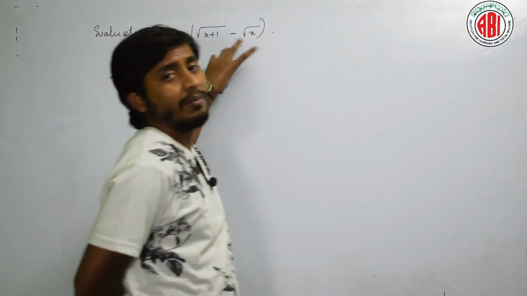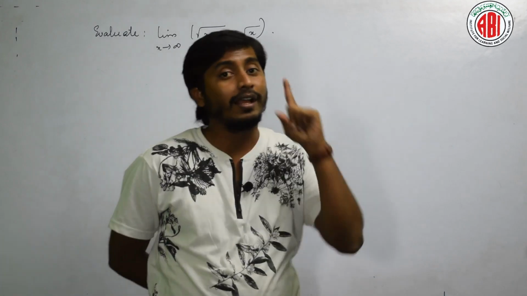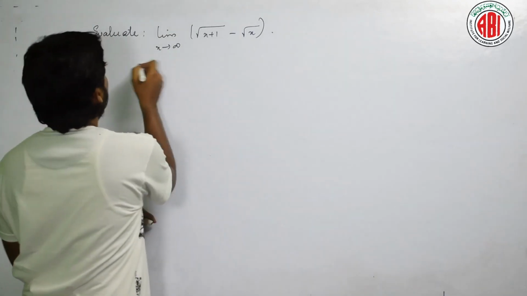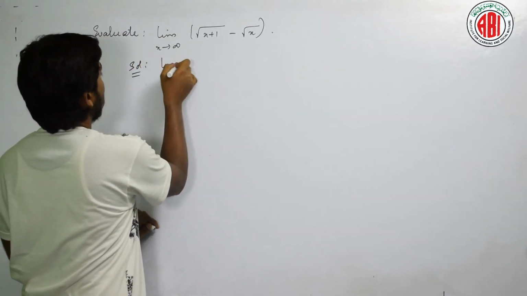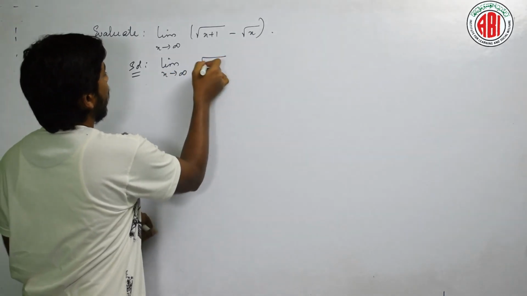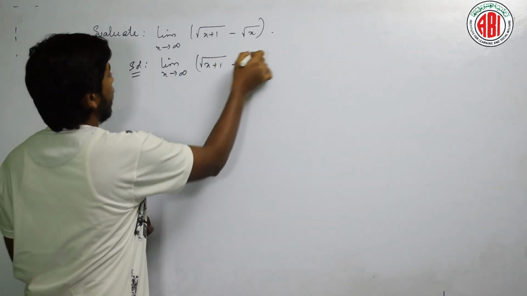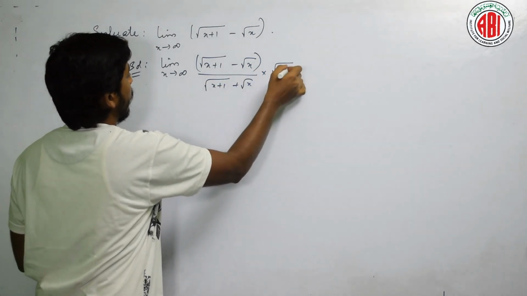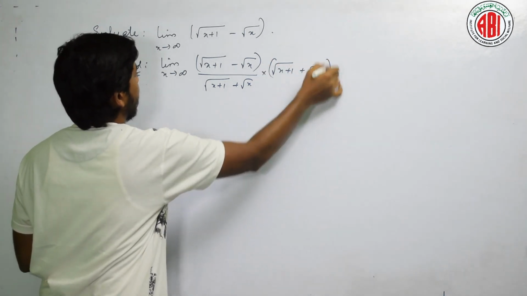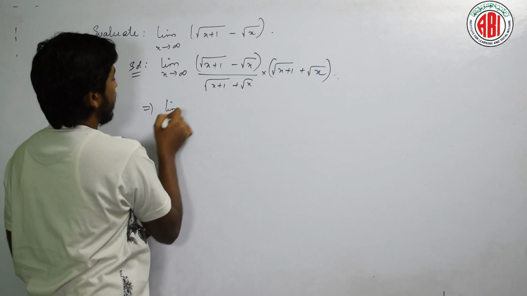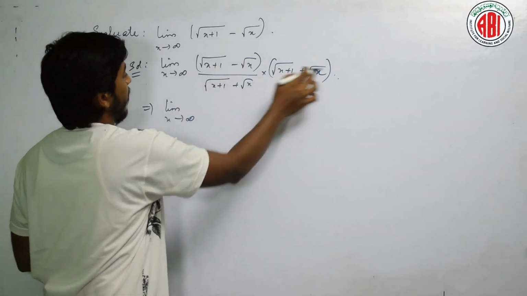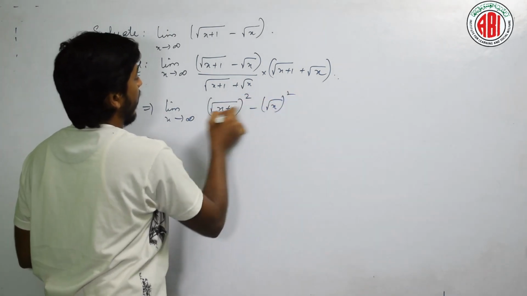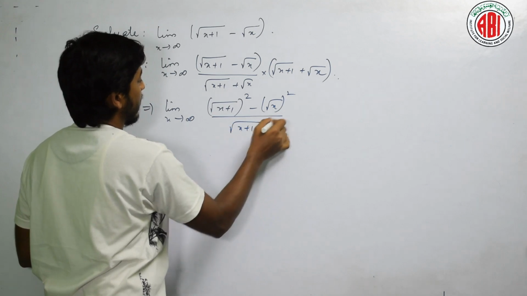What is the first rule I have to remember? Whenever I see a root, I have to rationalize, right? Shall we do it? See here, that is how to do rationalizing. Limit x tends to infinity of root x plus 1 minus root x, multiply and divide by root x plus 1 plus root x. Is it okay? That is a minus b into a plus b, that is a square minus b square, divided by root x plus 1 plus root x.